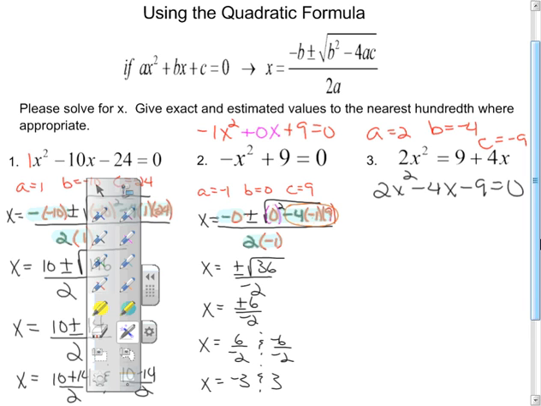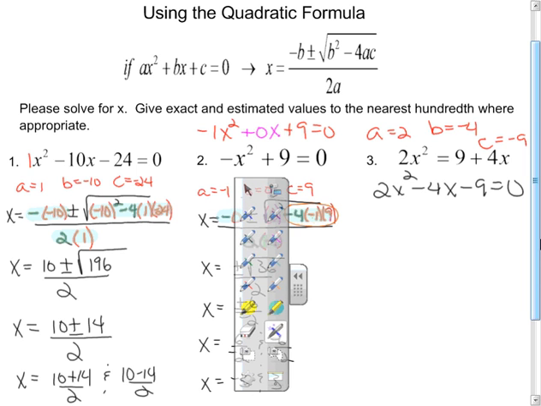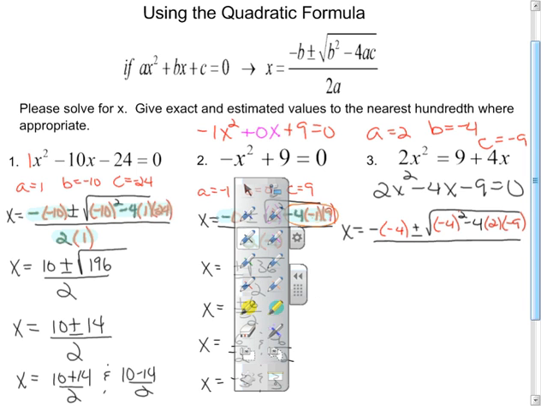Okay, so getting this set up, we're going to get x equals the opposite of b, which is negative 4, plus or minus the square root of the quantity of negative 4 squared minus 4 times a, which is 2, times c, which is negative 9, all divided by 2a, which is 2 times 2. Again, I'm trying to put some focus around simplifying these values when I approach this. It's a good way of going about it.